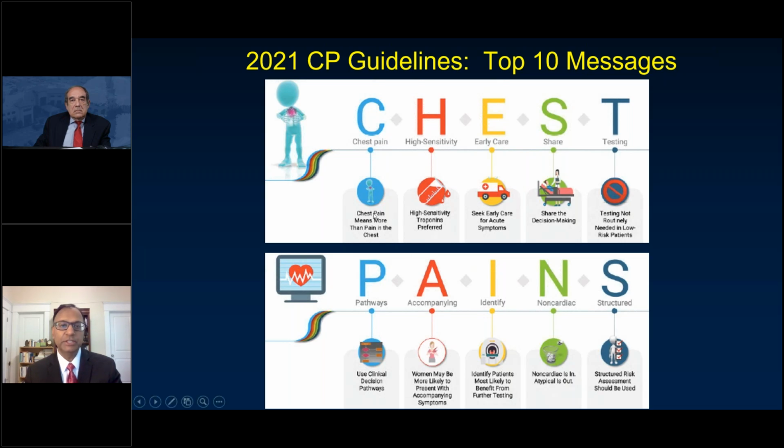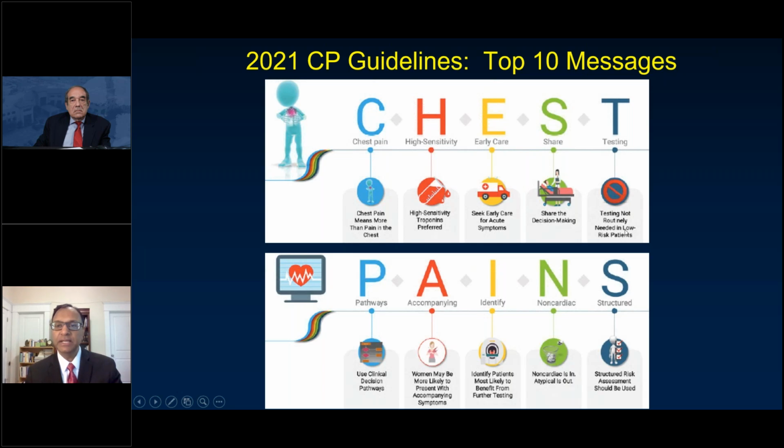And briefly, chest pain refers to more than just pain in the chest. It encompasses all potential ischemic symptoms that patients can experience. H stands for high sensitivity troponins, which are now considered the standard of care, no longer standard troponins. Early care for patients with acute chest pain, particularly in order to rule out STEMI, for which emergency reperfusion therapy is indicated. Share, S is for share the decision making.